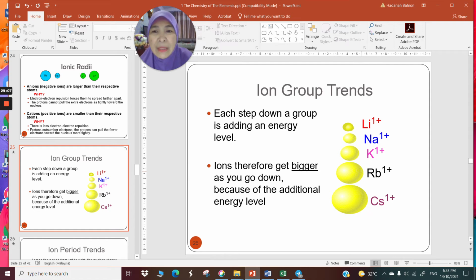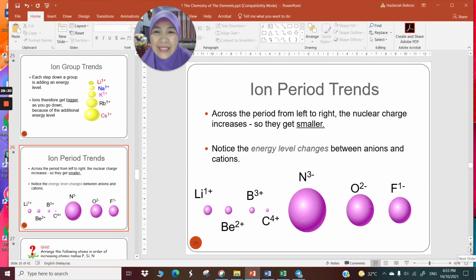And obviously the same argument will follow: it is going to become bigger. So lithium plus is the smallest ion in group 1, whereas cesium plus is the biggest ion in group 1. Ions therefore get bigger as you go down because of the additional energy level. All right, so that is the trend. We're talking about sizes at the moment.